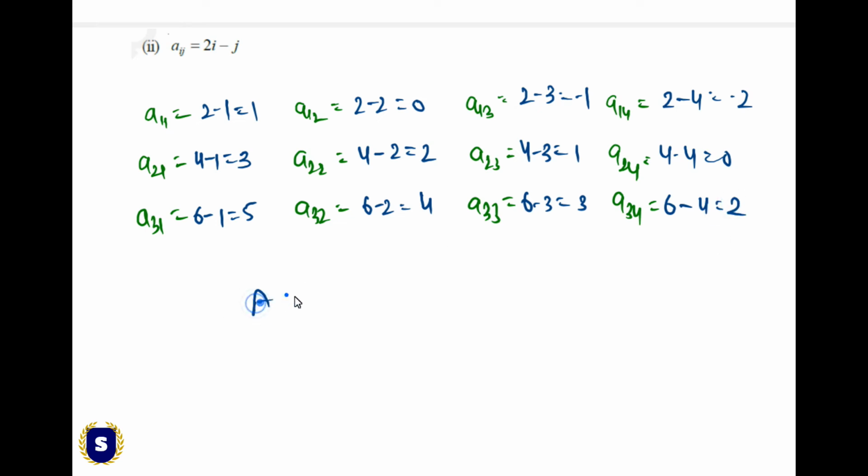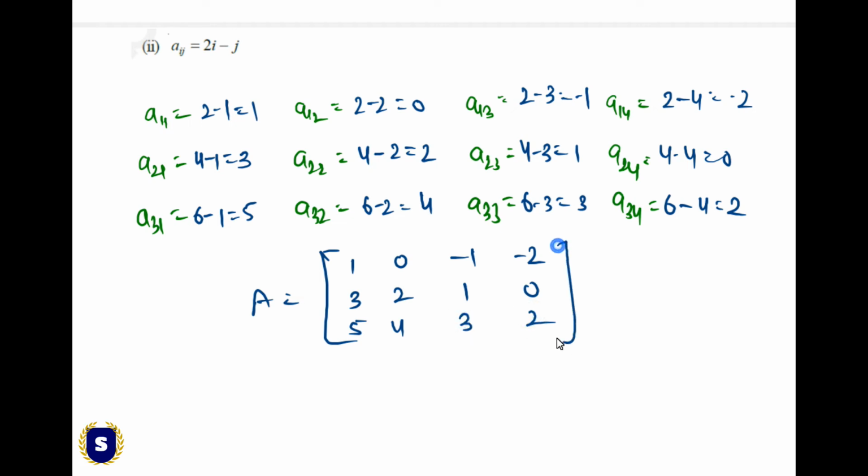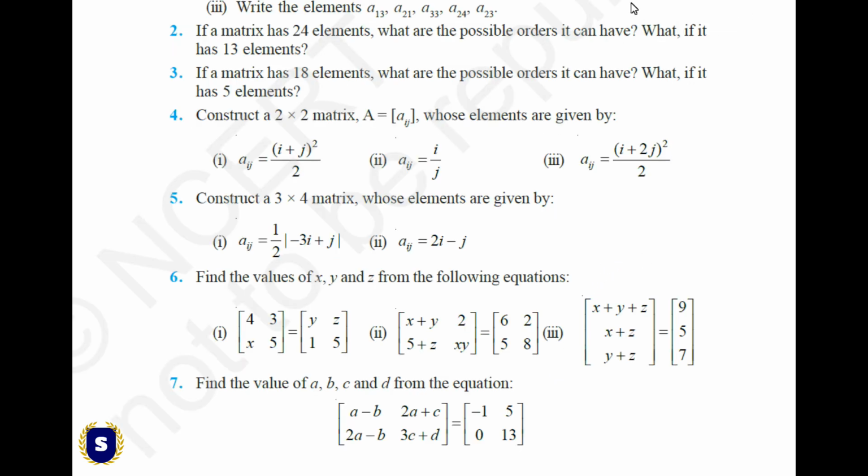So the matrix will become a 3 cross 4 matrix: 1, 0, minus 1, minus 2, 3, 2, 1, 0, 5, 4, 3, 2. Hope the question is clear to you. Let us do our next question.